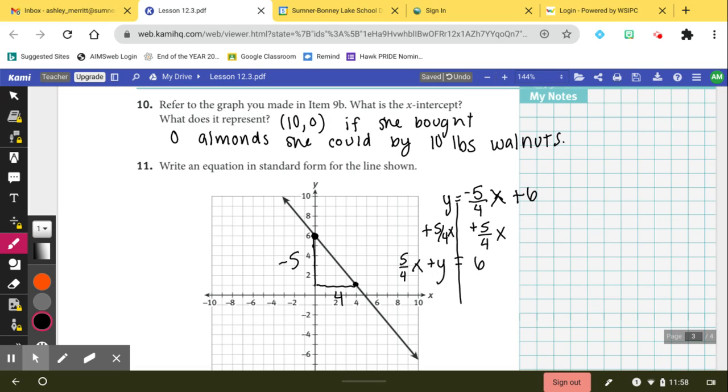Now some of us may say, oh, now it's in standard form, but remember those rules. A needs to be greater than or equal to 0, which it is, but A, B, and C also need to be integers, and right now 5/4 is not an integer. So to get rid of that, we need to multiply by the denominator. So multiplying everything by 4, my denominator cancels out, so I'm left with just 5x. 4 times y is 4y, and 6 times 4 is 24. So my equation in standard form is 5x plus 4y is equal to 24.